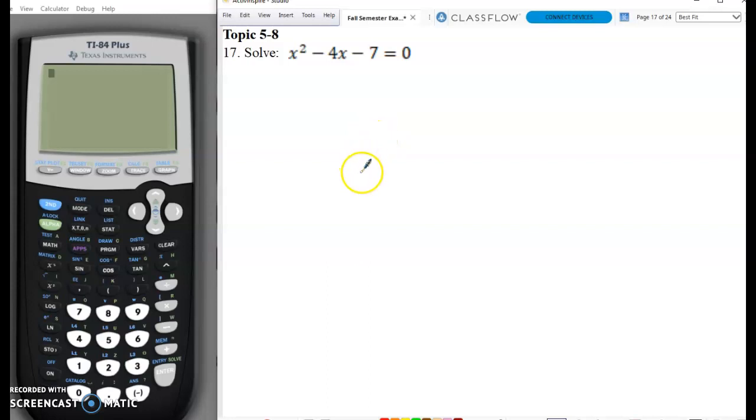Alright guys, welcome to part 3 of the fall semester exam review. This is going to cover number 17 through the end of the review. If you need to see any of the previous problems, please refer to part 1 or part 2.